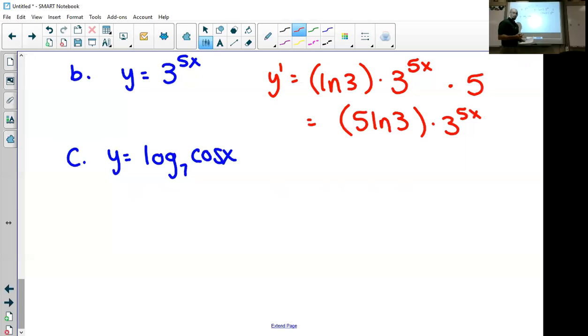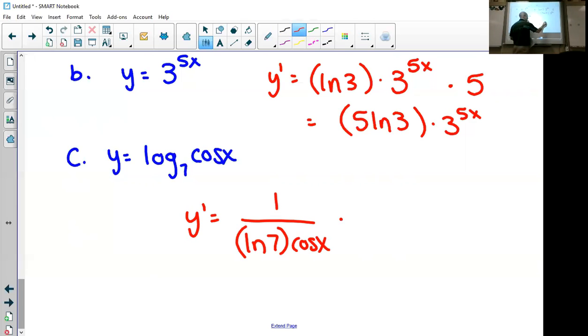Okay, so here we're dealing with log base 7 of cosine. And so remember, this is going to be our u here. So the derivative is 1 over natural log of a, in this case 7, u is cosine. And then what's the derivative of cosine? We have to do that u prime. The derivative of cosine is negative sine of x.